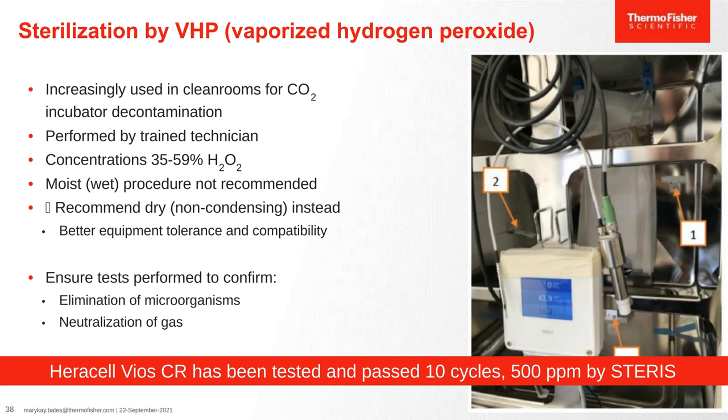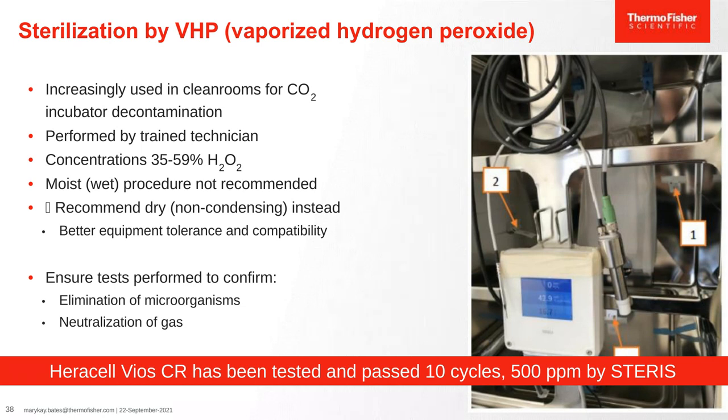So I will say that we've looked really exclusively at the Steris procedure because the moisture is controlled. So when you have the vapor condense, because the humidity is not controlled, that increases the dwell time of that hydrogen peroxide, and that can result over time in, again, damage to the stainless steel. So we do recommend only the Steris dry, non-condensing VHP process.